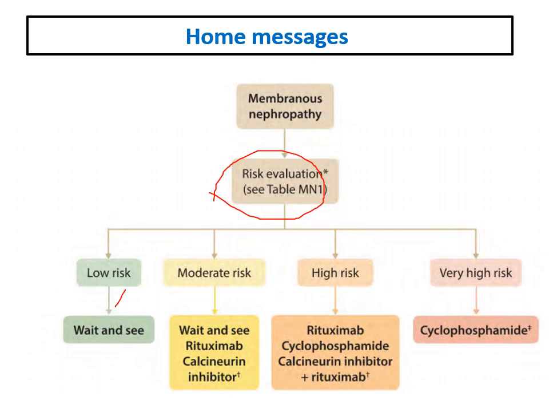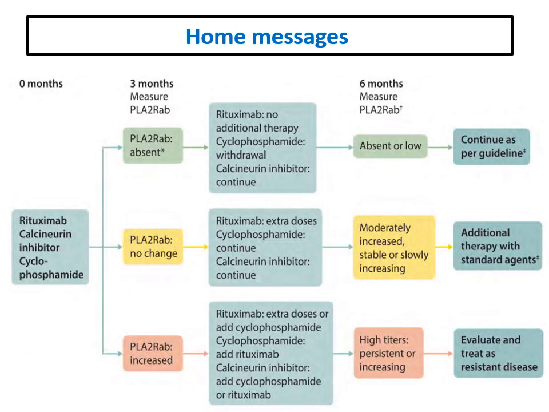In low risk, we can wait and see. In moderate risk, we can give rituximab or CNI. In high risk, we can give rituximab, CNI, or cyclophosphamide. And in very high risk, we should use cyclophosphamide.